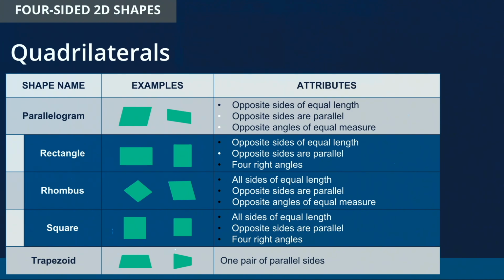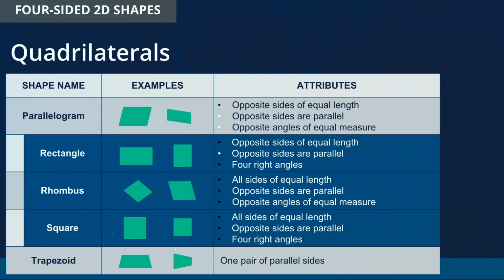With a rhombus, all sides are going to be of equal length. That doesn't have to be true for a parallelogram or a rectangle. Our opposite sides will be parallel, so that is similar to a parallelogram and a rectangle. And then we have opposite angles of equal measure, just like a parallelogram. And then a square, we have all sides of equal length, similar to a rhombus. Opposite sides are parallel, similar to all of these other shapes. And then we have four right angles, very similar to a rectangle.